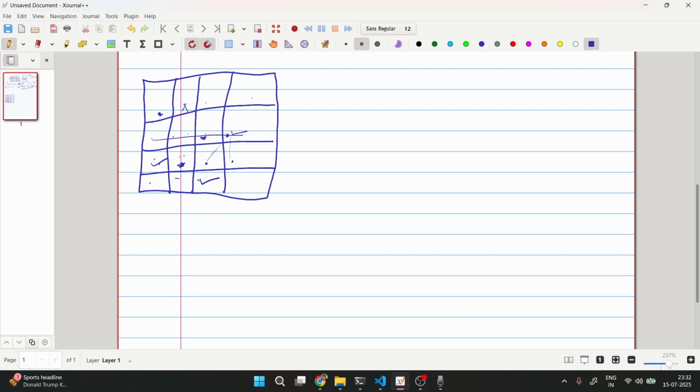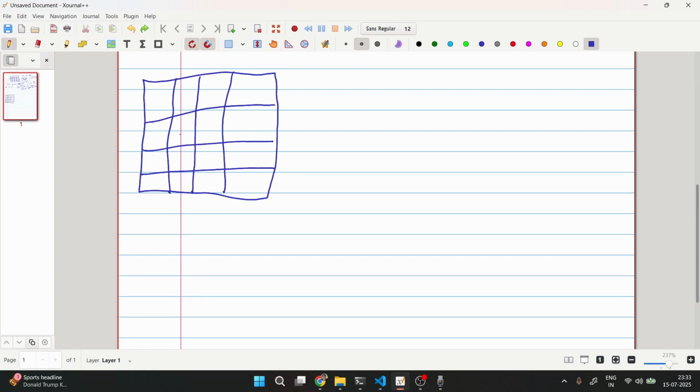This is only for 4 by 4, so let's see how we will go about solving the problem for the general case. Let me do a couple of undos, and let's try to build the intuition behind this problem and solve it.